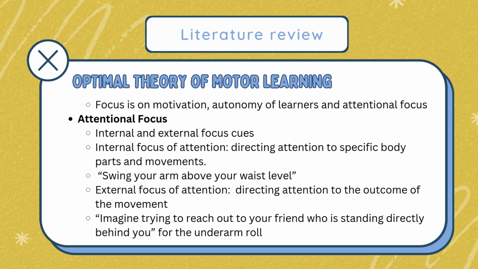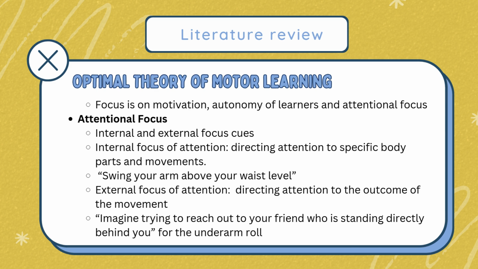The second theory would be the optimal theory of motor learning. Wolff proposes that motivation, autonomy, and attentional focus are key in motor learning acquisition. We will be focusing on the use of external focus cues in this study, as research has shown that external focused cues are known to improve skill performance. For attentional focus, there are two types: internal and external focus. For the internal focus of attention, it is where attention is directed to specific body parts and movements.